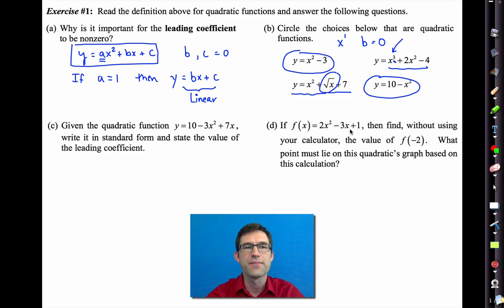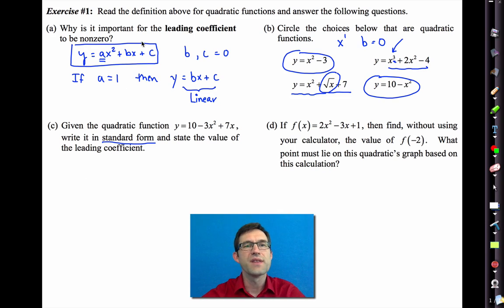Let's take a look at letter C. Given the quadratic function y equals 10 minus 3x squared plus 7x, write it in standard form and state the value of the leading coefficient. See if you can do this for a moment. You know all that terminology, so see what you can do with it. All right, let's go through it.